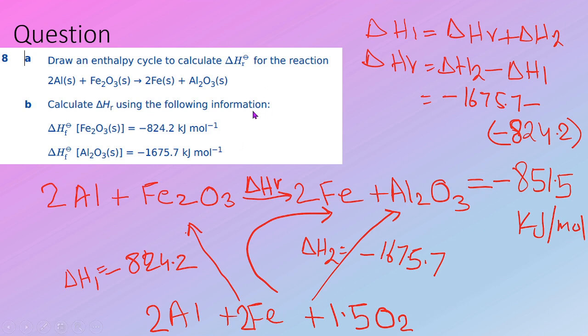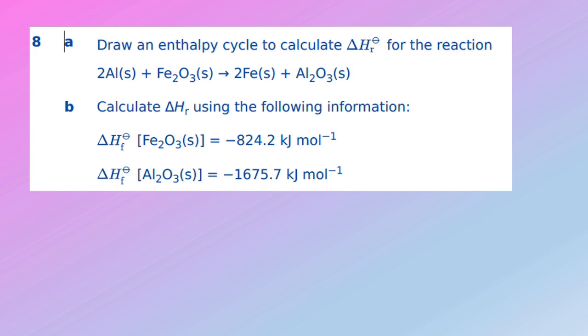One of the questions I solved here for you: write the enthalpy cycle to calculate delta HR, and these are the values. So first of all, I make the equation, the same equation here. Then I make the Hess's law cycle. According to Hess's law, this is aluminium, this is iron, this is 1.502, and this is a direct conversion, and this is an indirect conversion. Delta H means delta HR plus delta H2, so delta HR equals delta H2 minus delta H1. I put down the values, I got the answer minus 85.5 kilojoule per mole. So basically I solved this question for you for your understanding.